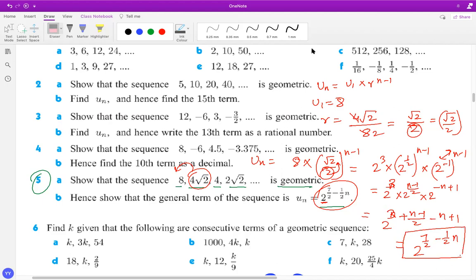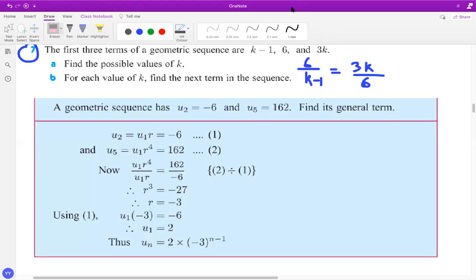Now I'm going to take one more example. So here's another question on the geometric sequence. This is one of my favorite questions for DP. The geometric sequence has second term as negative 6 and fifth term is 162. Find out the general term. Now second term is negative 6 and fifth term is 162.